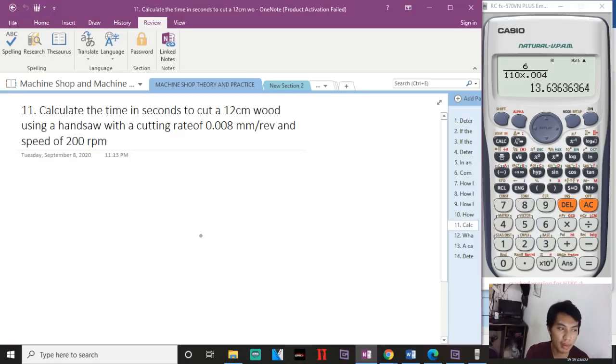Malapit na tayo. Ito naman, number 11. Calculate the time in seconds to cut a 12 cm wood using hand saw. Kamay-kamay lang. With a cutting rate of millimeter per revolution. And the speed is basic again.